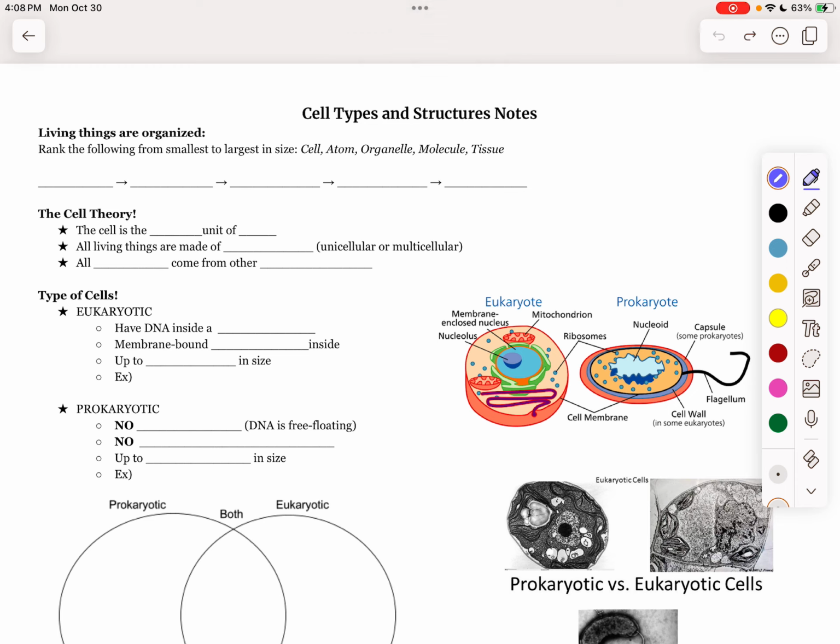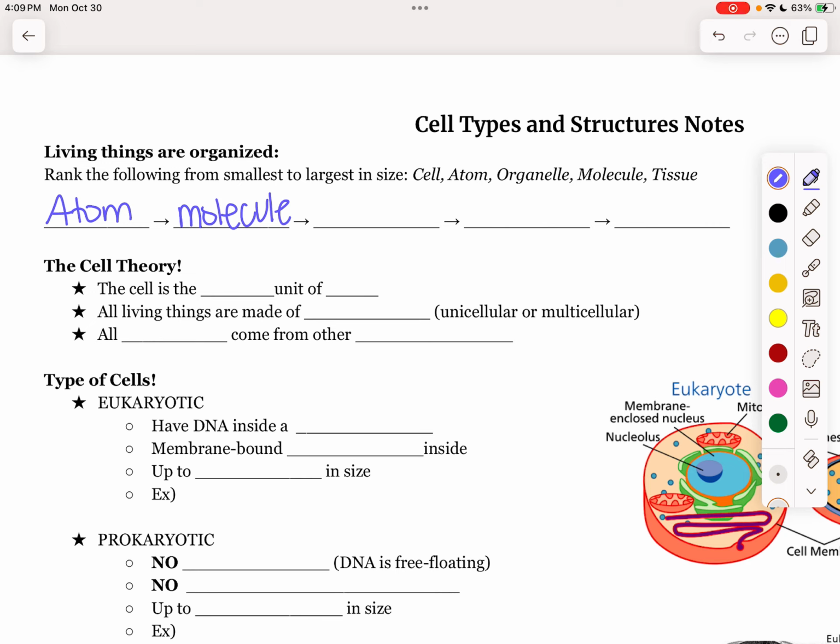Molecules can be organized into macromolecules. So macromolecules such as lipids, carbs, proteins, and nucleic acids, for example. Those macromolecules, if they are large molecules, then those things can be organized into organelles. Now, organelles are essentially mini organs within a cell. A collection of those mini organs, called organelles, creates a cell.